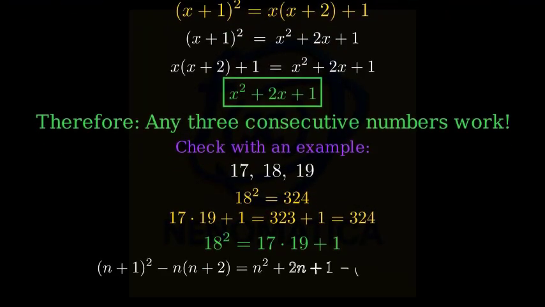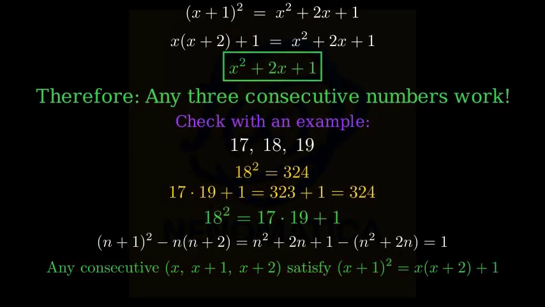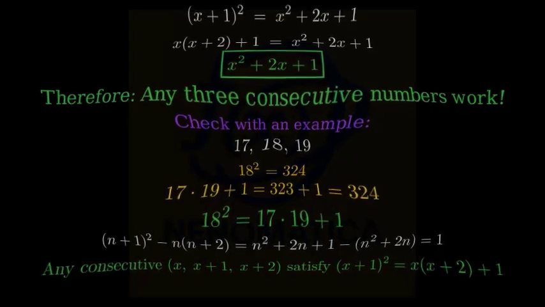Here is the same idea written in a single line. (n + 1) squared minus n times (n + 2) equals 1. This proves the identity for all integers n. Final answer: any 3 consecutive numbers satisfy the condition. The square of the middle number equals one more than the product of the other two.